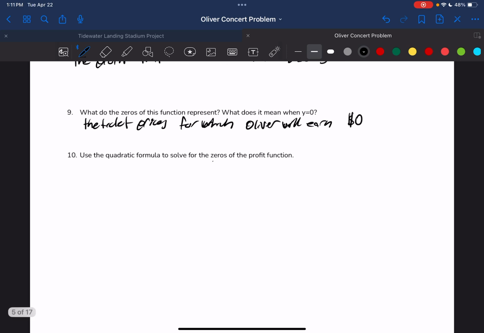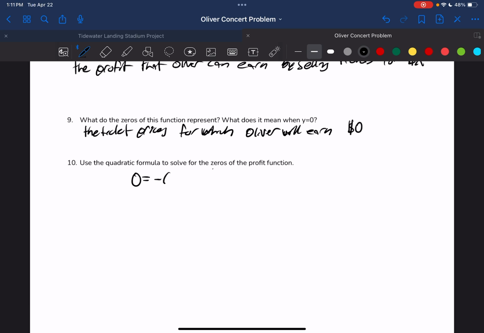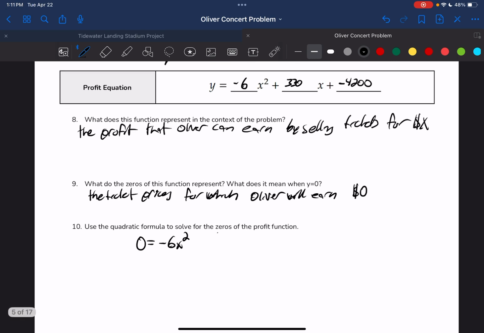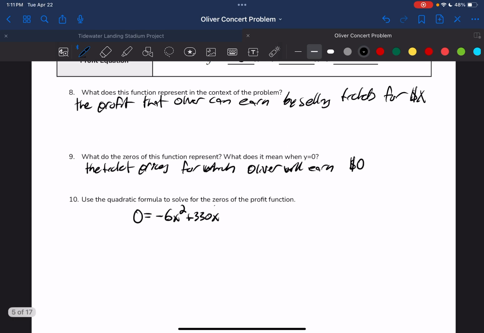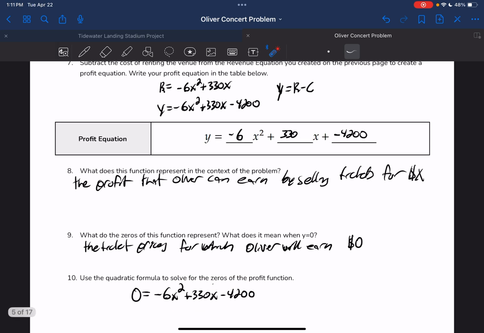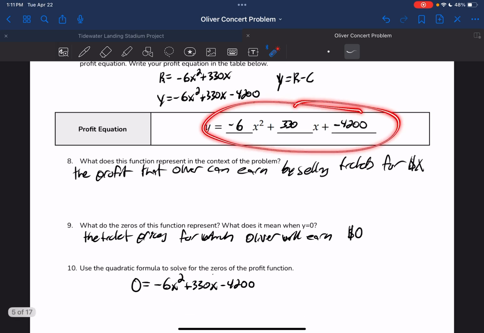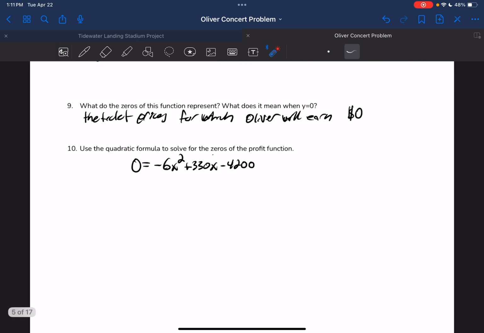We want to set Y equal to 0, and we're going to get 0 is equal to negative 6x squared plus 330x minus 4,200. This is our profit function. We're setting it equal to 0 because Y is equal to 0, to figure out what are the ticket prices that lead to a profit of $0.